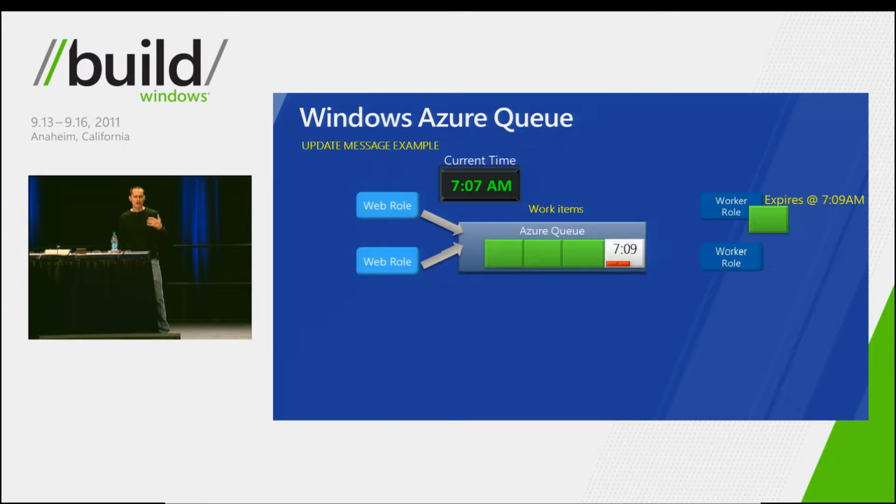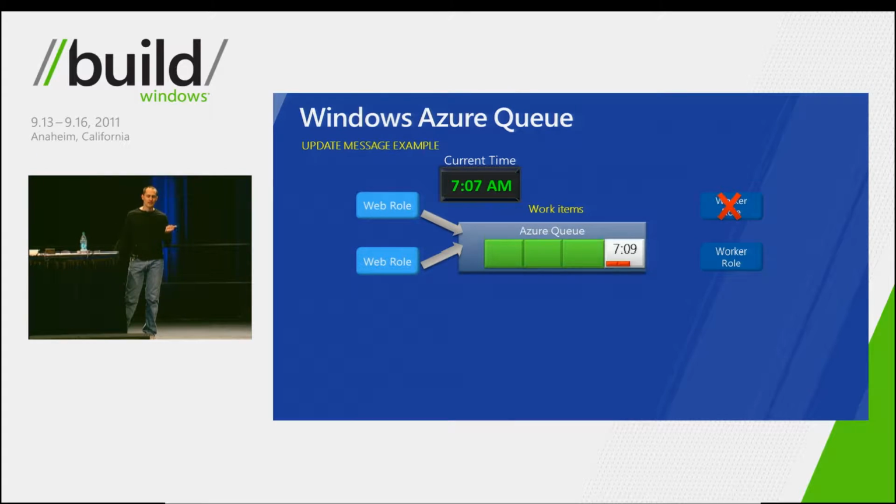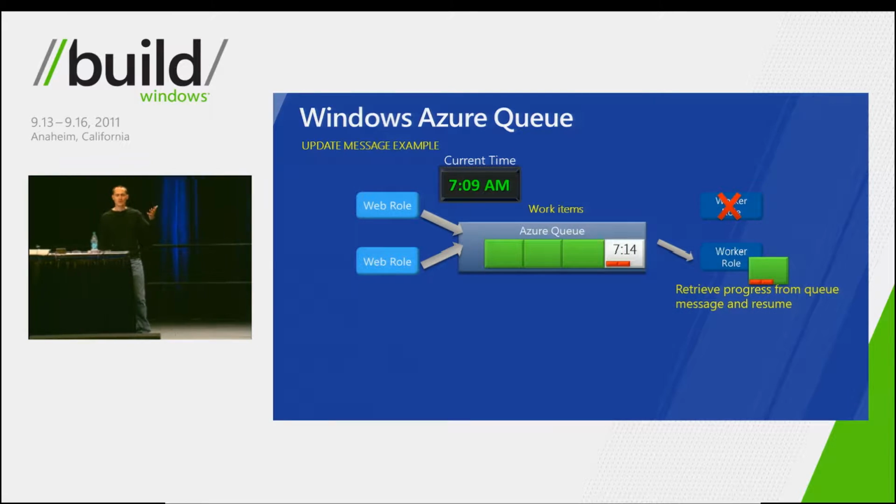Let's say the time now progresses to 7:07, and the worker role crashes, or that process crashes. Now nobody's processing this message. Well, when 7:09 rolls around, that message will become visible again, and this other worker role can then dequeue the message and continue based upon the progress that's stored there where the other worker left off. Okay, so those new features, I think, actually really round out and make queue much more useful than what we had before.